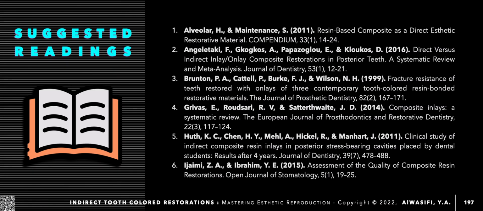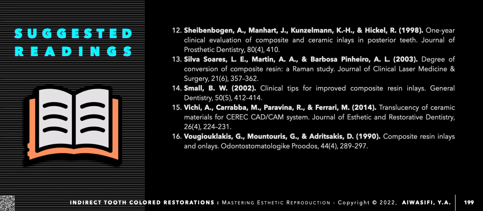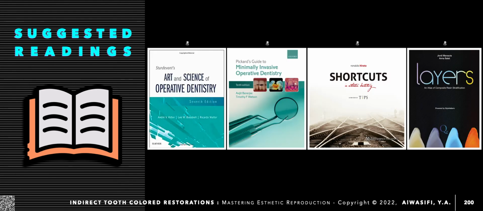Now, those are the articles used in preparing this presentation. If you would like to get much more information or to get much more readings about this topic, it's about 16 articles in addition to 4 textbooks. Those are my master textbooks I used in all my presentations for clinical operative dentistry. If you could purchase them, it's a great treasure to you to have these books.